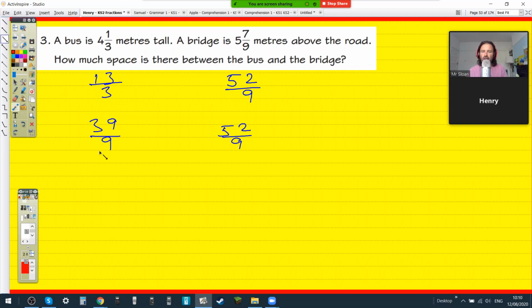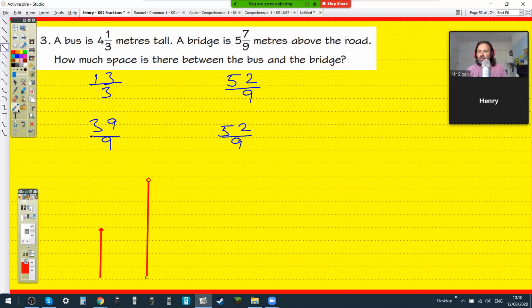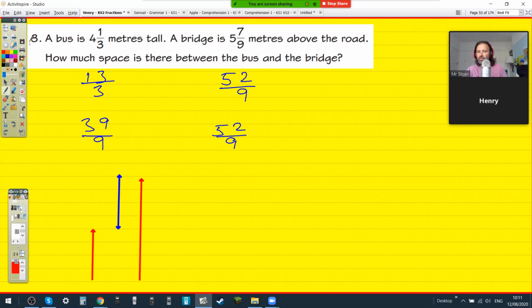Okay, I just want to see. So a bus is 4 1/3 meters tall. Let me do this. So this is the bus, and then a bridge is this high above the road. We want how much space is there between them. So 52 minus 39.